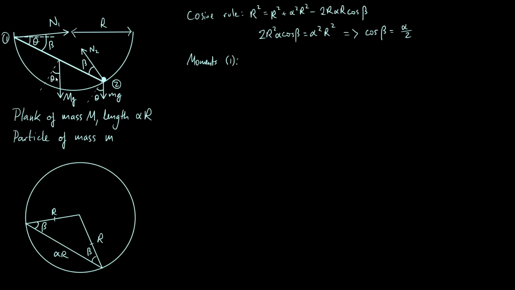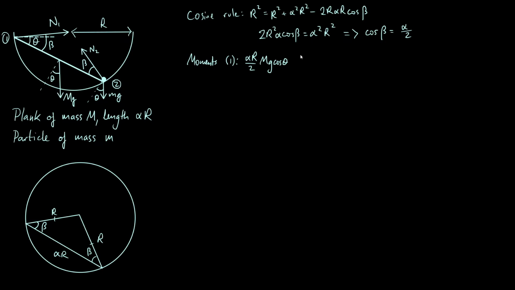We have to consider the weight of the plank, capital Mg. That weight force is acting at a distance of alpha r over 2 from point 1 because it's at the midpoint of the plank. Because we're taking moments, we want the component which is perpendicular to the plank itself. So we get alpha r over 2 times mg cos theta. That's the moment of this capital Mg force about point 1.